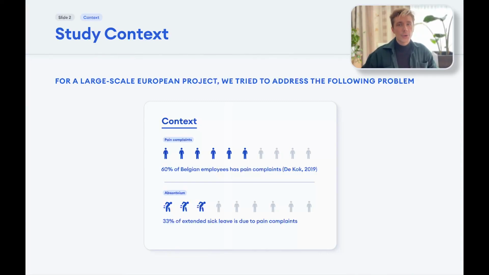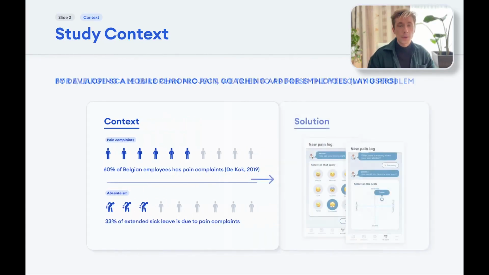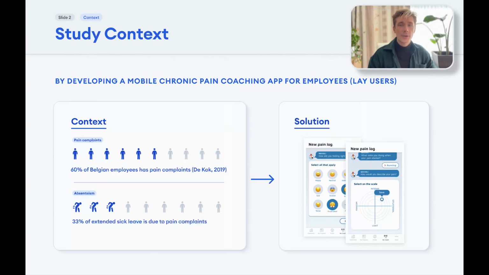For a large-scale European project, we try to address the following problem, where about 60% of Belgian employees experience at least frequent or even chronic pain, and about 33% of those employees are on extended sick leave because of their pain. Additionally, a lot of these employees experience barriers when seeking help in terms of financial, location-wise and time-wise constraints. A possible solution to overcome these barriers is an mHealth approach, where a digitized solution through a smartphone application could provide timely coaching and interventions.